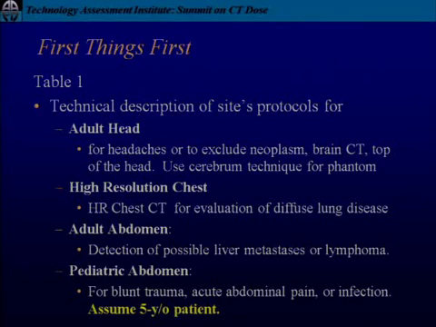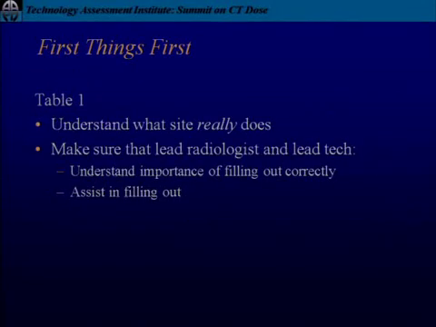Those of you that have gone through it know that there's such a thing as Table 1. In Table 1, we describe, or someone is supposed to describe, the technical aspects to the site's protocols for adult head, high-risk chest, adult abdomen, and pediatric abdomen. And these are specific guidelines about what we mean by that for each of those protocols, including the pediatric abdomen, which is for assuming a 5-year-old patient.